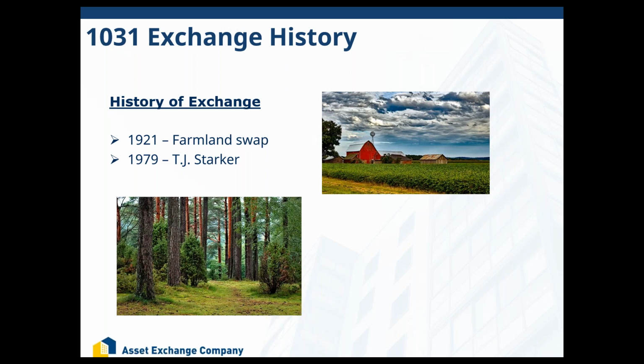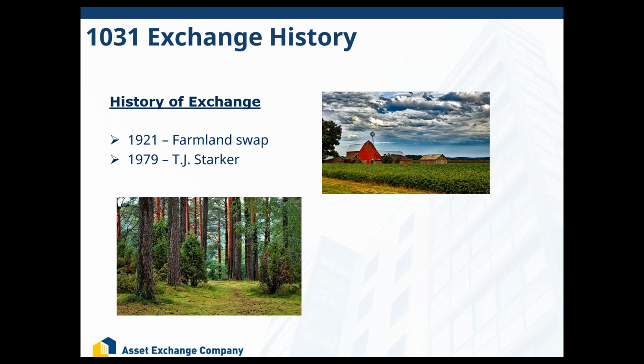But our modern-day exchanges, the format we follow today, started back in 1979. There was a gentleman by the name of T.J. Starker. Mr. Starker lived in California, and he owned a lot of land in California with timber on it. What Mr. Starker did was sell that land to a timber company called Crown Zellerbach. In exchange for the land, they gave him what were referred to as exchange credits. And what Mr.